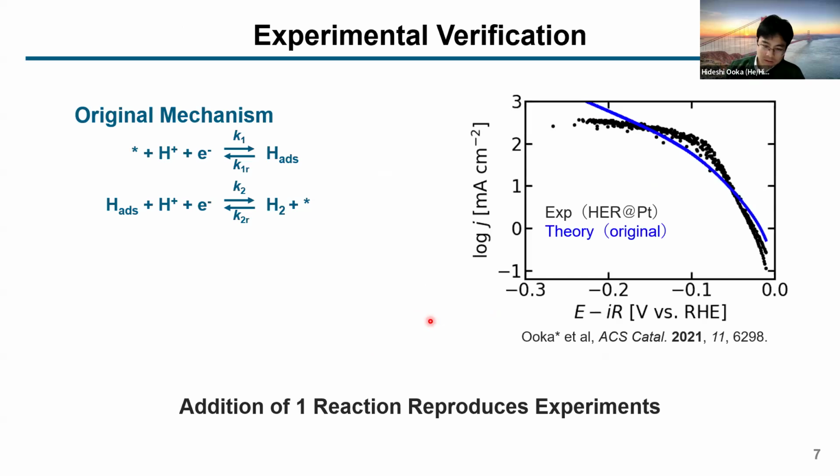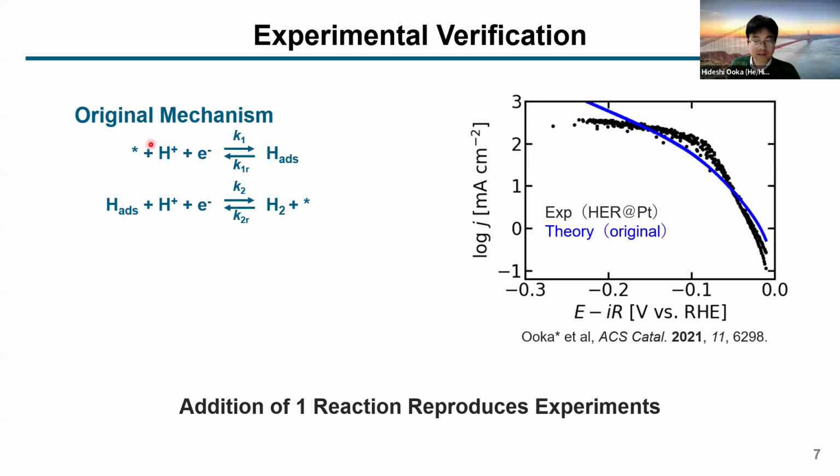What people would do, and this is one of my previous works, is compare the results with experiment. For example, this black one is experiment. The y-axis is the current density, which corresponds to the amount of hydrogen generated from the catalyst. The x-axis is the electrode potential, which means how many electrons we're force feeding the electrode. As we force feed more electrons to the electrode, it generates more hydrogen.